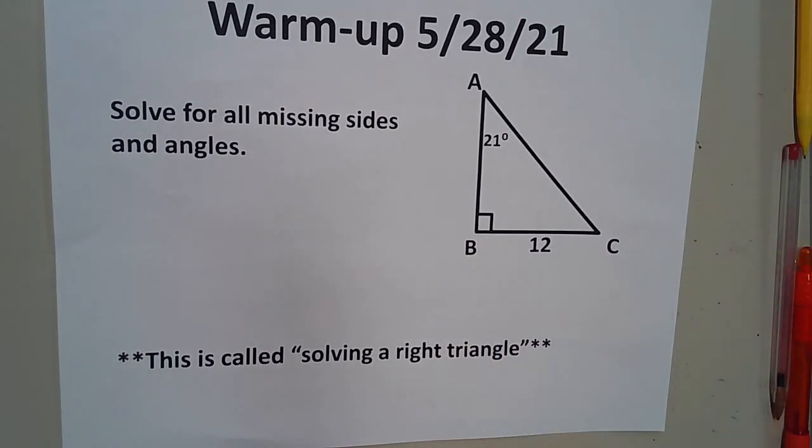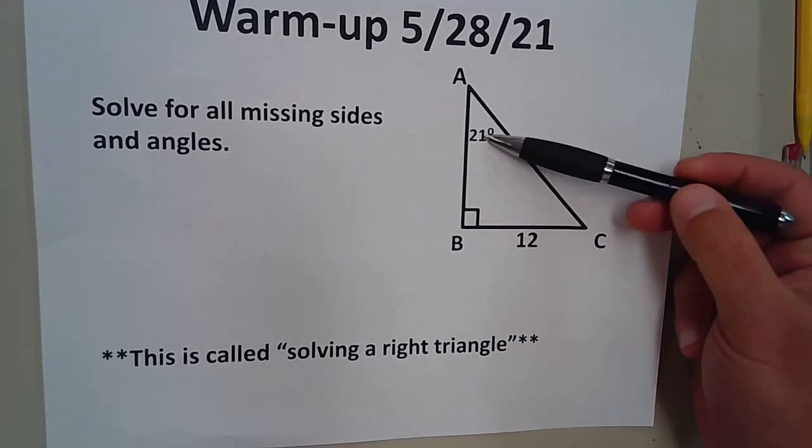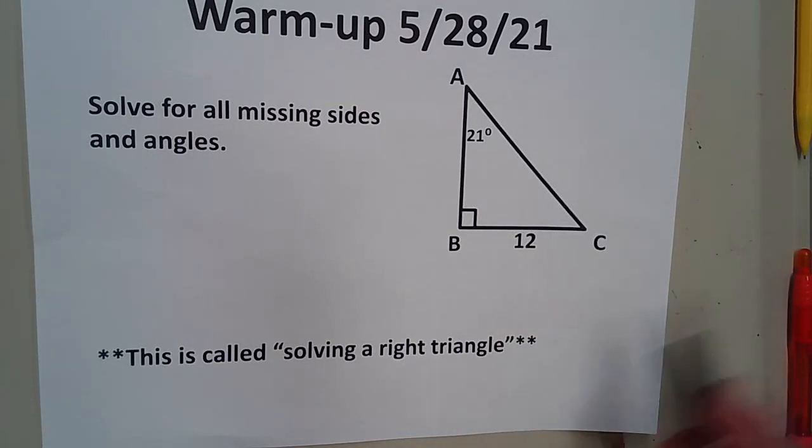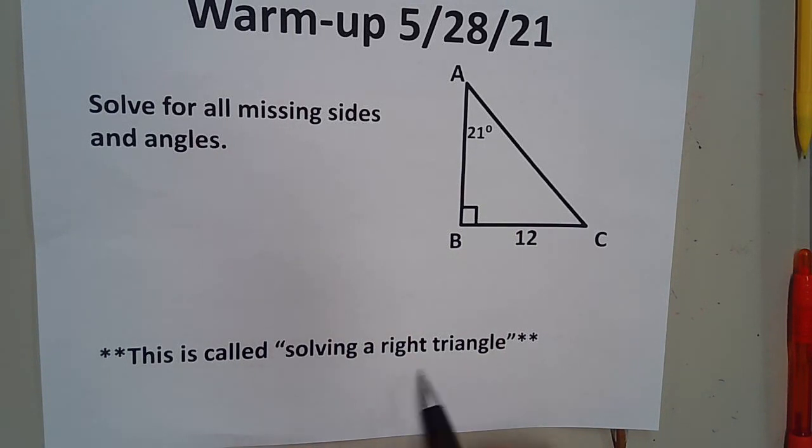All right, so the warm up today says solve for all the missing sides and angles in this triangle. You'll notice you're given technically two angles and one side, and they basically want you to find the other two sides and the missing angle. Also, just a fact here, and this is something that comes up in geometry, but like I said, this is the section you guys would have missed last year.